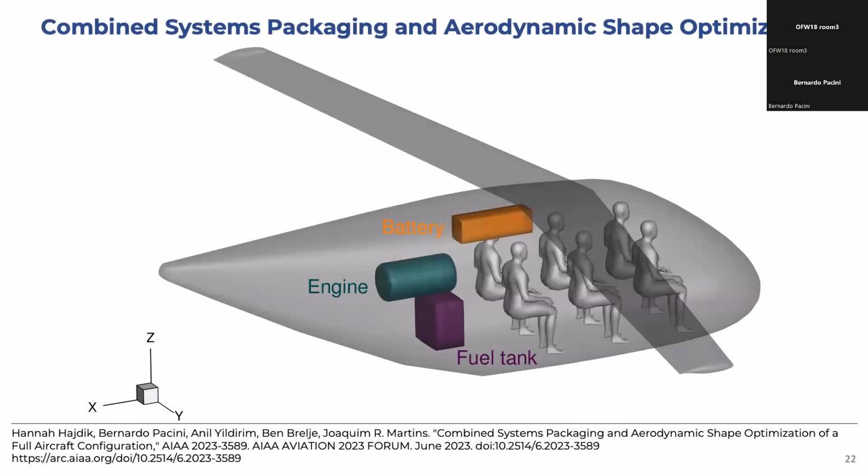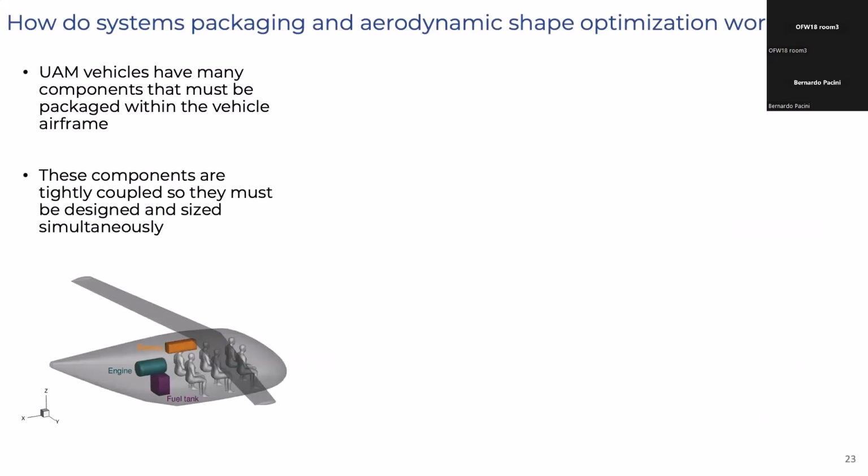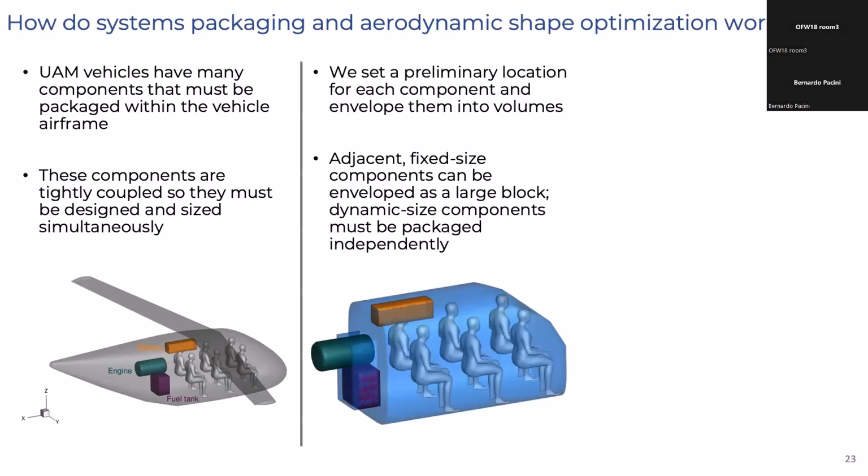Moving on to our last topic, combined systems packaging and aerodynamic shape optimization. So how do systems packaging and aerodynamic shape optimization work together? UAM vehicles have many components that must be packaged inside of the airframe, whether it's in the wing or the fuselage. And these components are tightly coupled, like we mentioned before. As the propeller changes, we may need less power, so we can make that battery or fuel tank smaller.